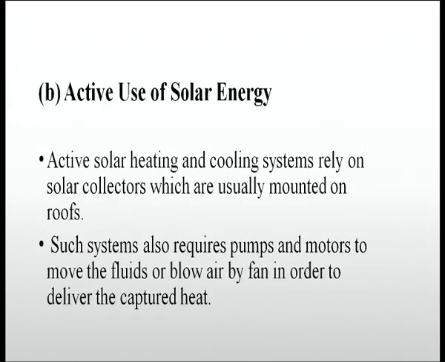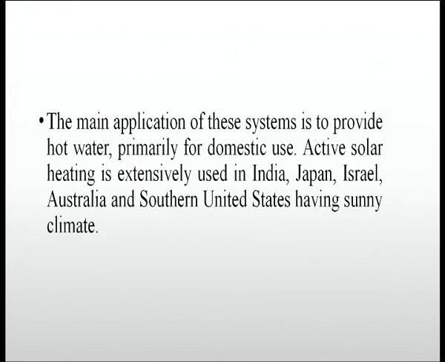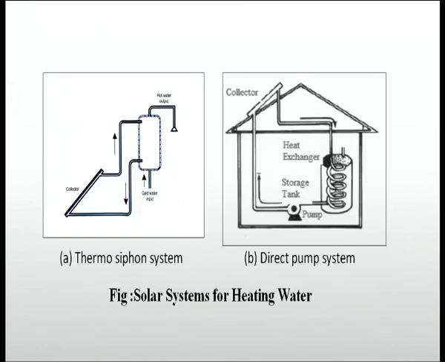Active solar heating and cooling systems rely on solar collectors which are usually mounted on roofs. Such systems also require pumps and motors to move the fluids or blow air by fan in order to deliver the captured heat. The main application of these systems is to provide hot water primarily for domestic use. Active solar heating is extensively used in India, Japan, Israel, Australia and southern United States, which have sunny climate. So, this is the solar system for heating water.